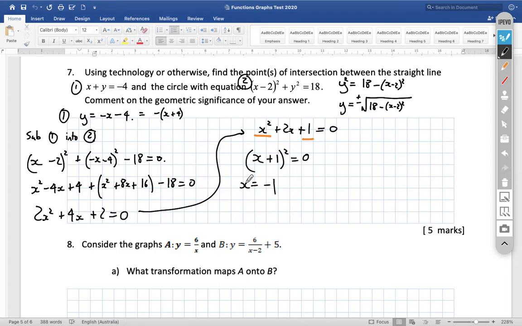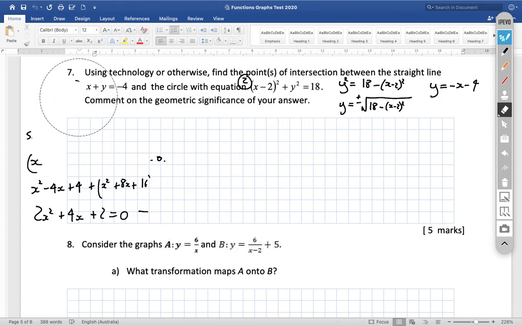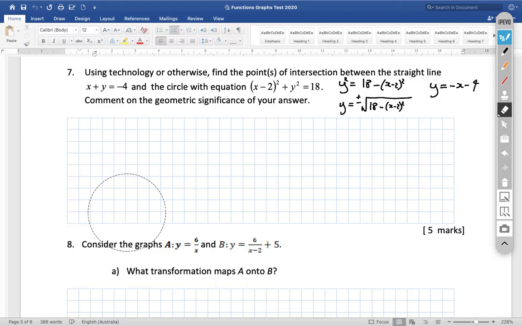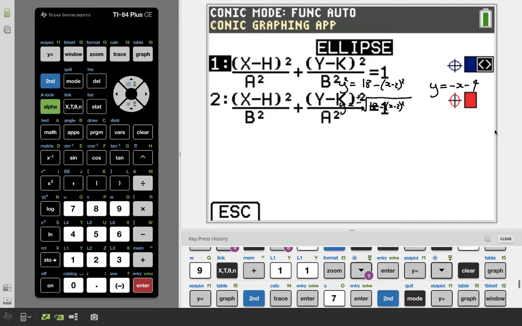All right, now let's see if we can solve it using technology. We'll just write down what's the y. y equals minus x minus 4. That's the straight line equation. Get rid of this. Hopefully it won't clutter the calculator view too much. Calculator, calculator.